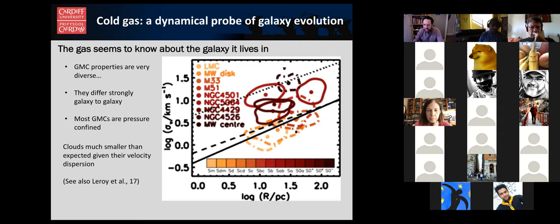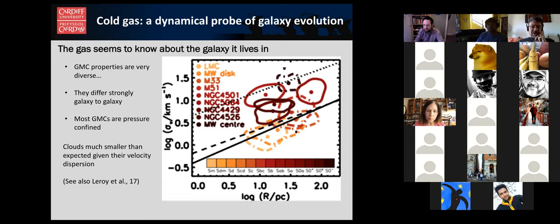So the highest point here is actually the Milky Way center clouds. That's the dashed brownish line here. Then there are various external galaxies here. The more spiral ones are nearer to the Larson laws for the Milky Way, and the early type galaxies tend to be higher up, with smaller sizes than expected given their velocity dispersion. The early types are higher, right? Yes.